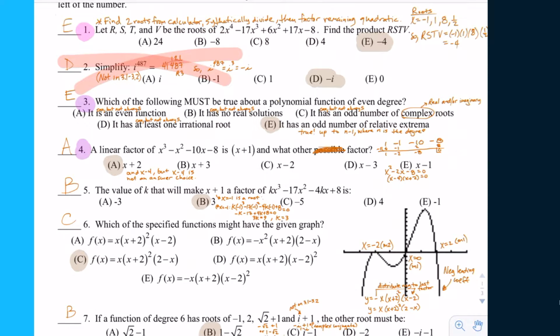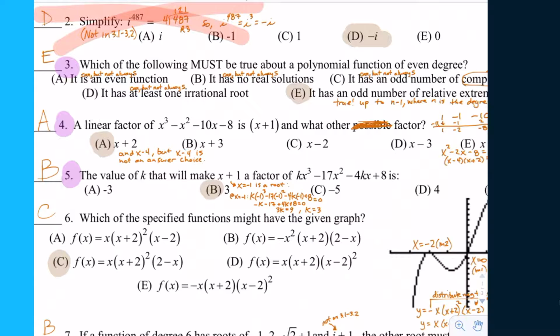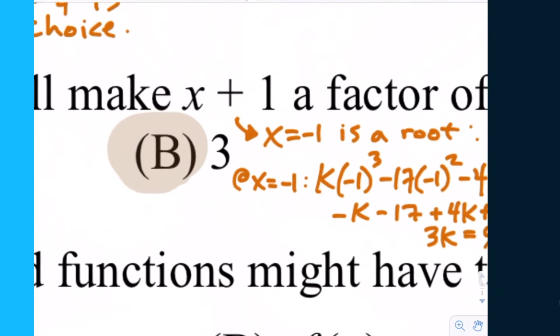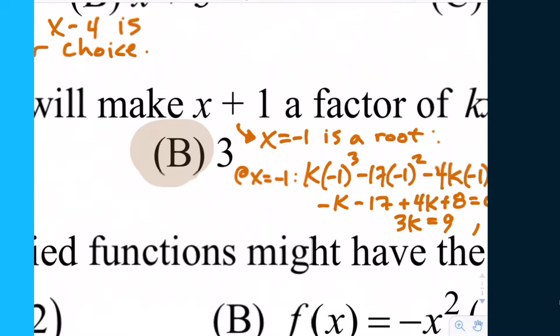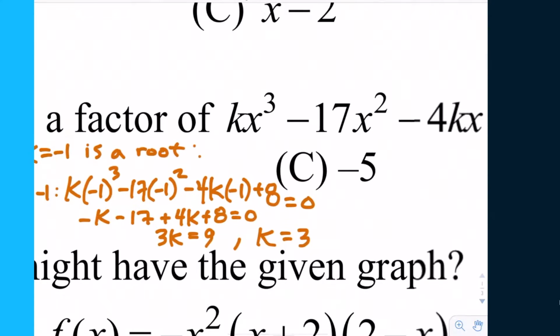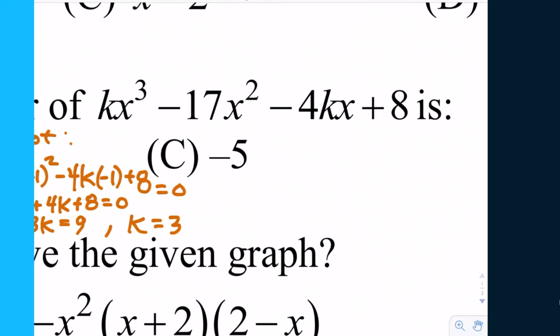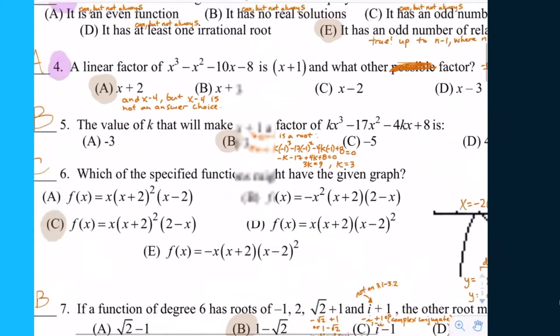The value of k that will make x plus 1 a factor, oh, that's a good one. Because remember, you can use the remainder theorem there. If x plus 1 is a factor, what's the associated root? -1. So all you got to do is plug in a -1 for x, and you can do it synthetically or directly, and set it equal to what, the magical number? 0. And then solve for k. Piece of cake. So I like that one as well.